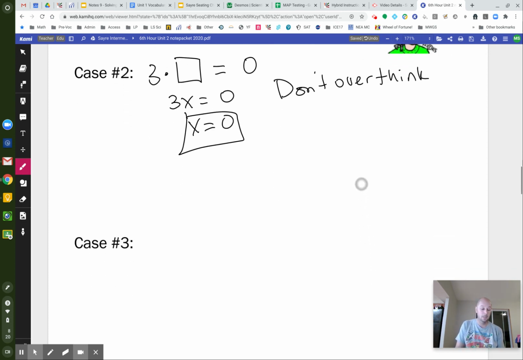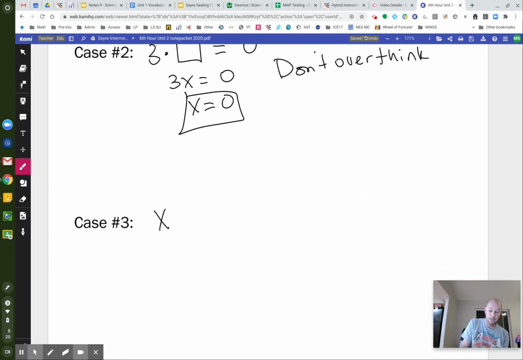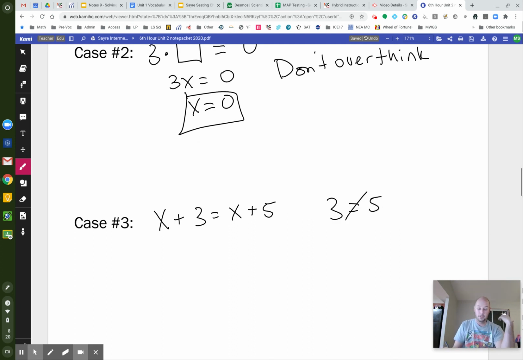All right? And the last case is going to be this. x plus 3 equals x plus 5. So I'm going to think in my head, is there any number that I can add to 3 and add to 5 and get the same answer? There isn't. Same thing applies. If you were to get down to the end and you got this, 3 and 5 are not equal to each other. So the answer to that is no real solutions.